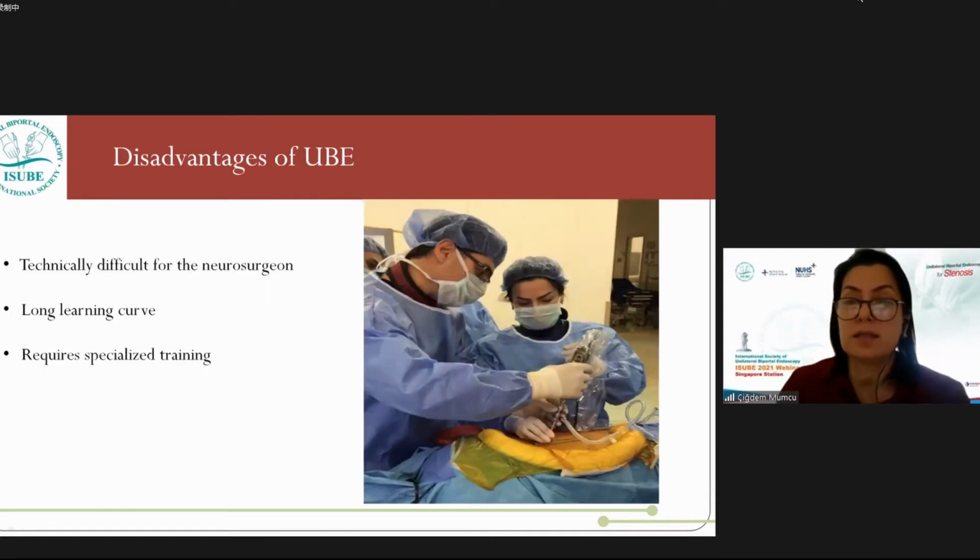Here are the disadvantages. UBE is a great endoscopic procedure, but it is technically difficult. Especially neurosurgeons might not be familiar with arthroscopic equipment. So surgeons need to be trained to specifically learn the manual skills. UBE surgery has a long learning curve.